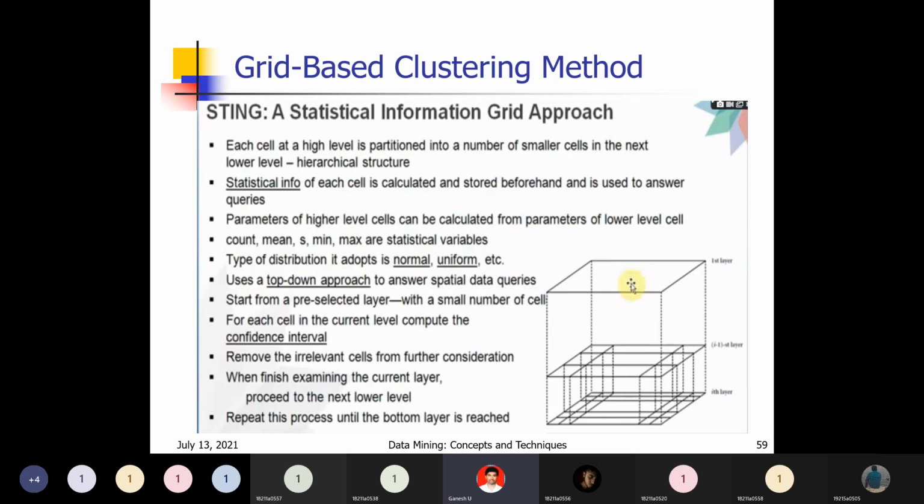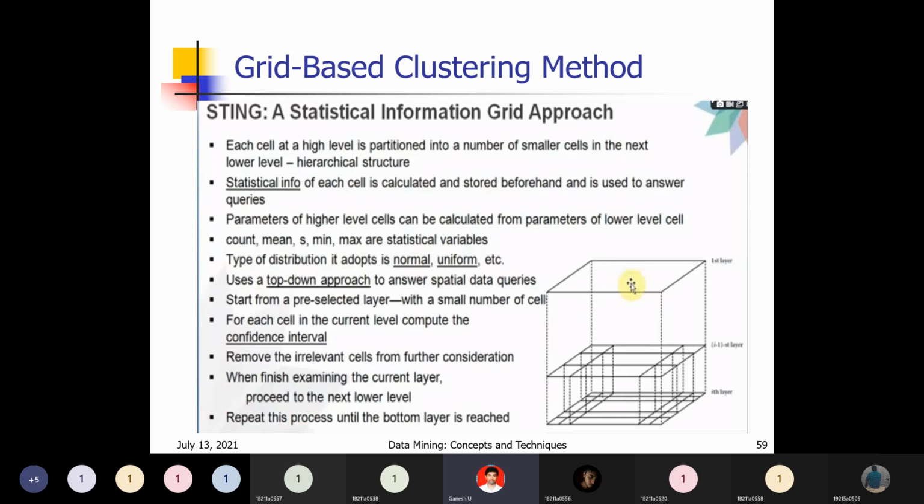Each cell at a higher level is partitioned into a number of smaller cells in the next lower level. See here, hierarchical structure. It looks like the hierarchical clustering method. In hierarchical clustering also, from higher level to lower level, what are you doing? Dividing. So it looks like that hierarchical structure. Why? Because the higher level is partitioned into smaller cells. Again, in the next level, those can be subdivided into smaller cells, and again those can be subdivided. Like that, the process can be continued.